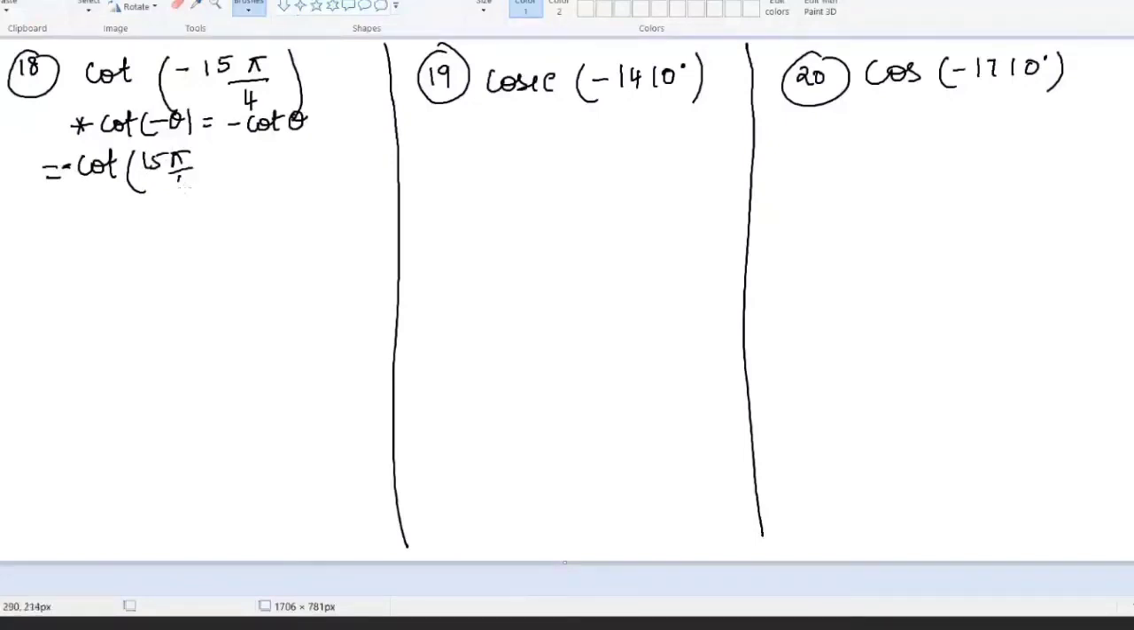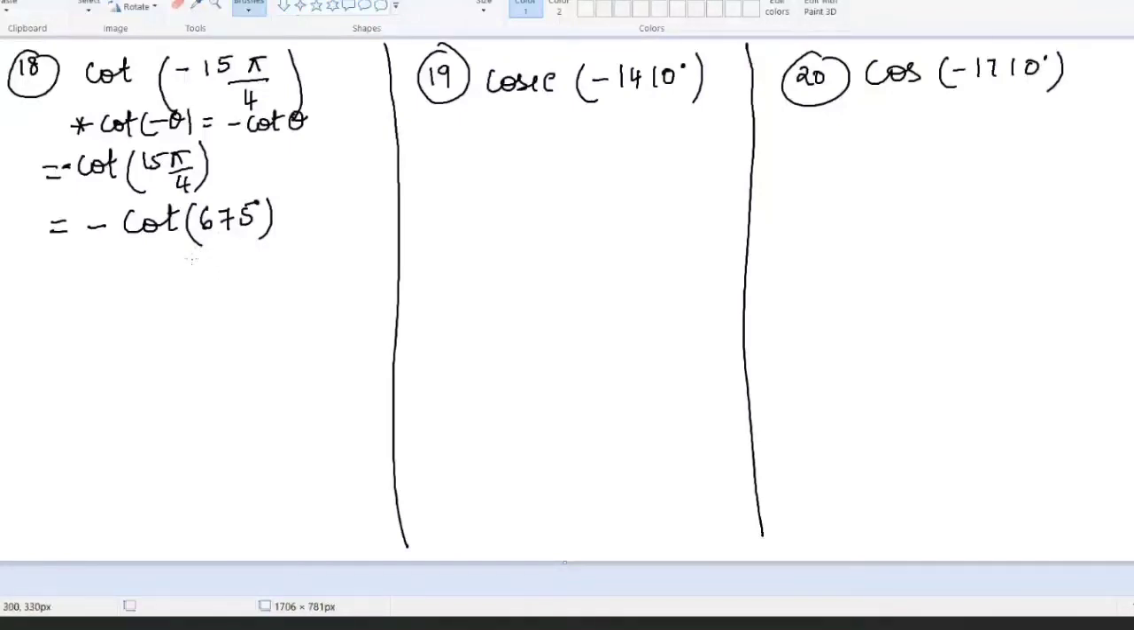How much is the value? 15 into 45, 15 pi by 4. How much is that? Minus cot. How much is that value? 15 into pi by 4. 675. Okay, so we are having minus cot 675 degree. Now this 675, how did we write it? Is it 720 minus? Will that become easy for you?